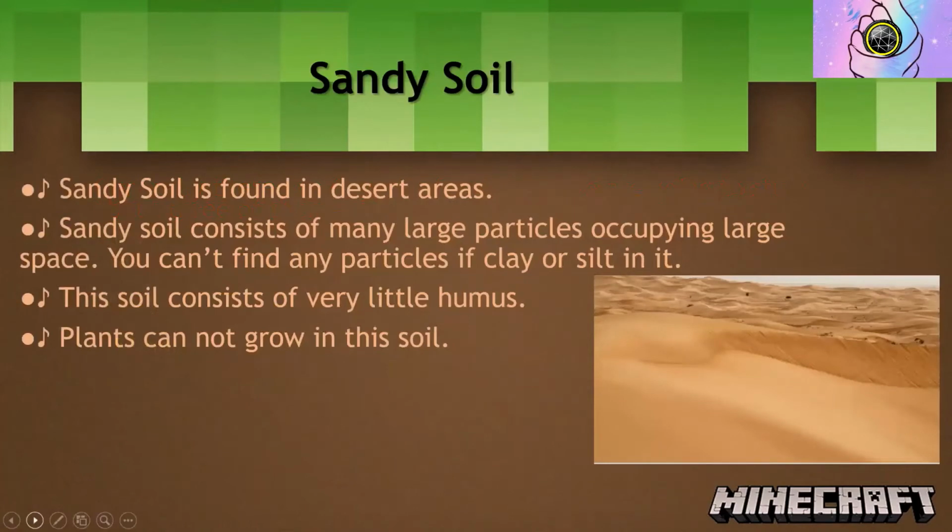Sandy soil. Sandy soil is found in desert areas. Sandy soil consists of many large particles occupying large space. You can't find any particles of clay or silt in it. So, this soil consists of very little humus. Plants cannot grow in this soil.